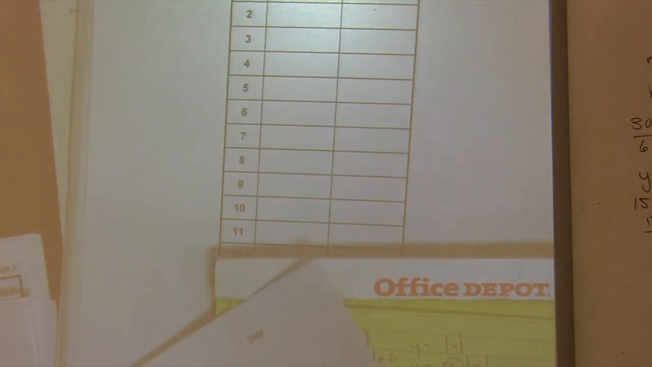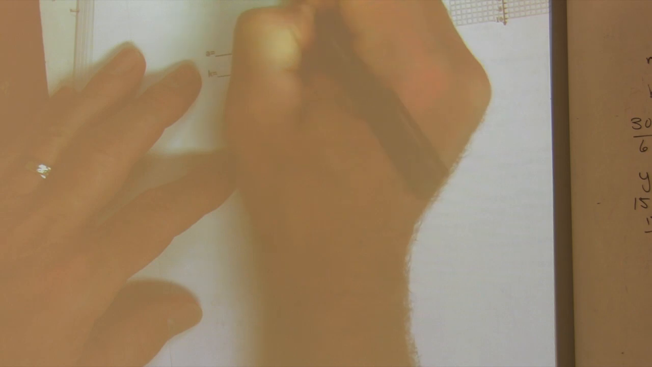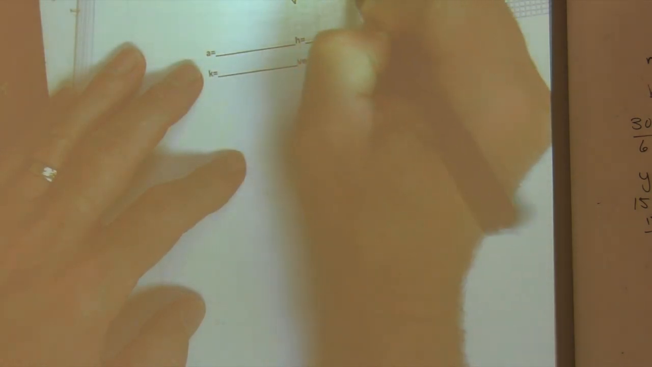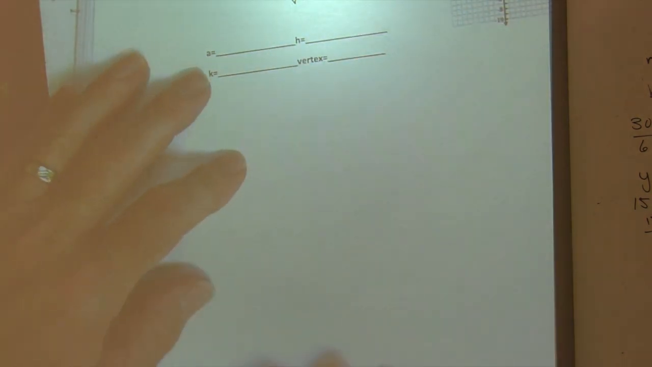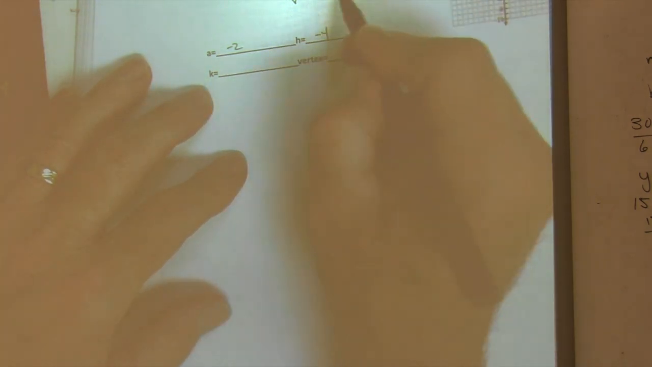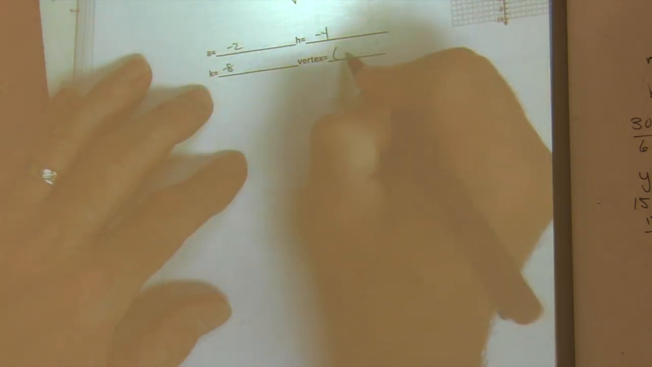So on the next page, it asks you to identify the vertex and the transformation of and graph the following equation. Well, remember, when we first started this, we talked about vertex form. And that's vertex form, and remember the vertex is HK, where H is opposite what it says. So our value for A in this case is -2. Our H, remember, is opposite what it says, so it's -4. And our K is -8. And our vertex then would be HK, which would be -4, -8.